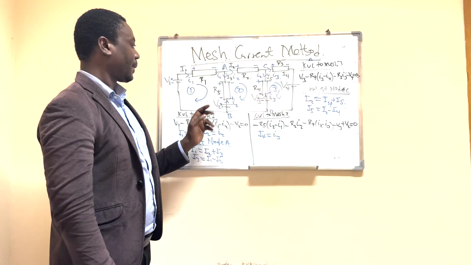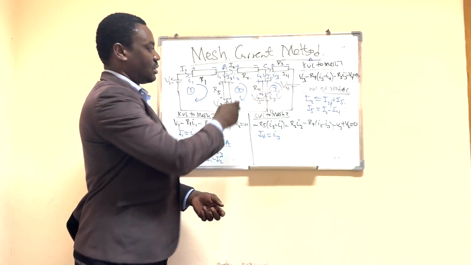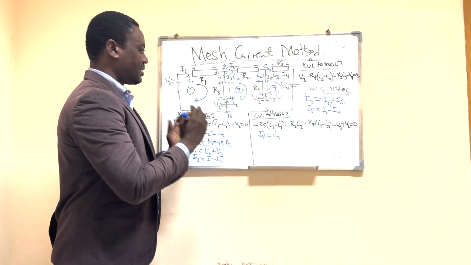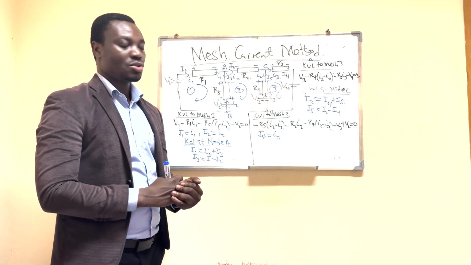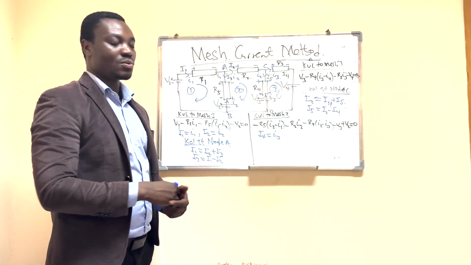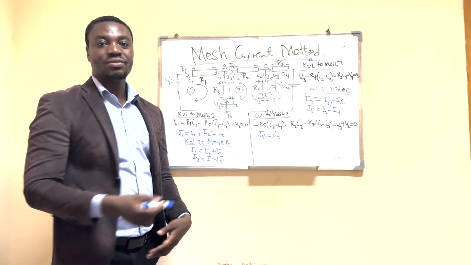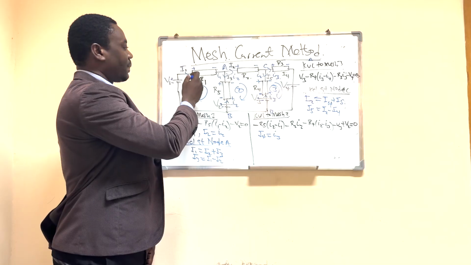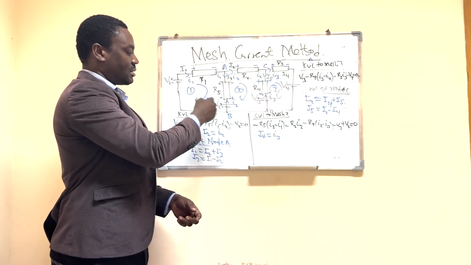So here I have mesh current I1, mesh current I2, and mesh current I3. Those are my mesh currents. Then second step, indicate the polarities according to the direction of the currents. So for mesh 1, mesh current I1 is passing through all the resistors in that mesh, in that loop. So we have here plus minus. This is also a resistor, plus minus.